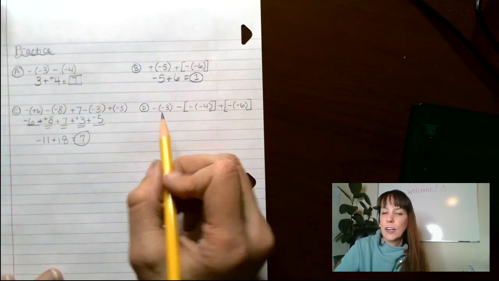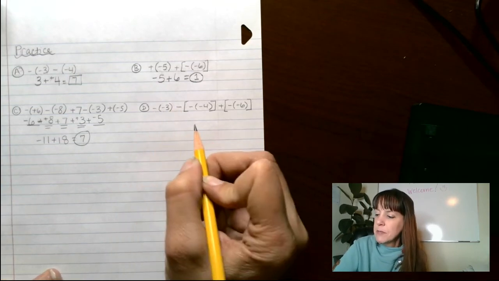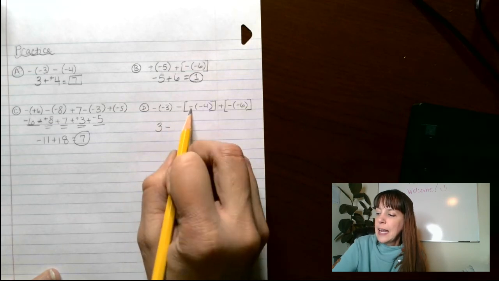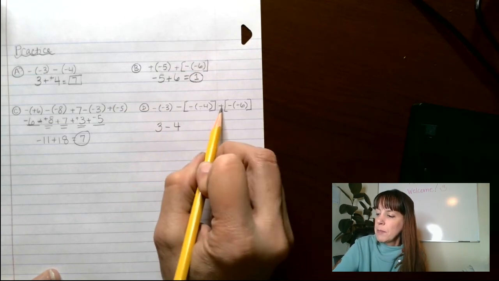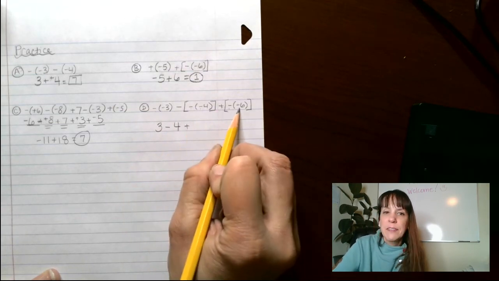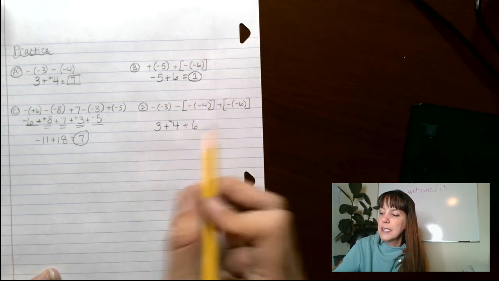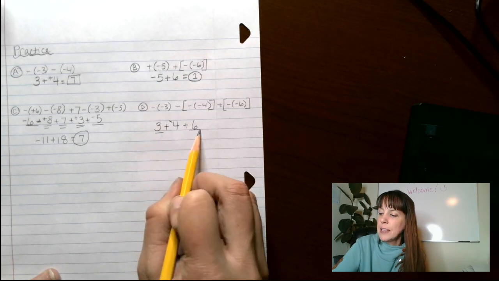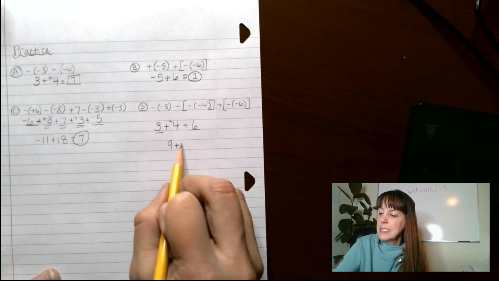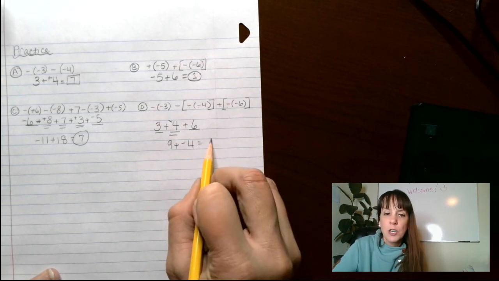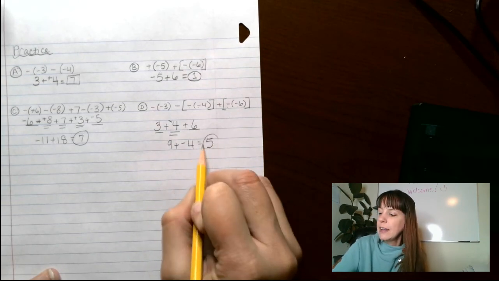All right, let's look at this guy here. Negative times negative is a positive, so we're going to get positive 3 minus negative negative is a positive plus negative negative is a positive, plus 6. Let's change to add the opposite. Let's gather up our positives. We get 9 plus negative 4, because that's our only negative. The positive team is larger by 5, and that is your answer.